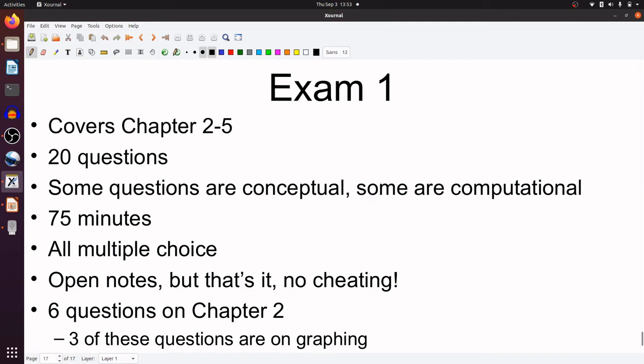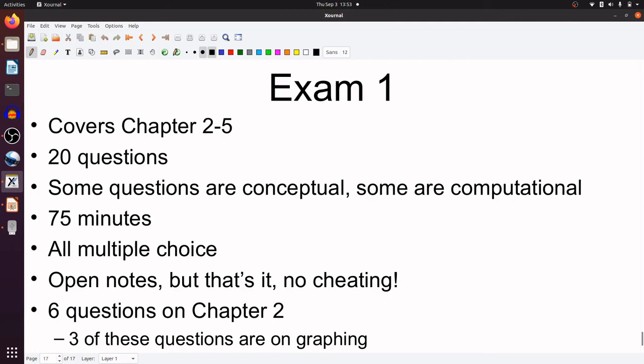It's going to cover chapters 2 through 5. I'm not covering 1 because 1 is kind of review, so I didn't throw it in there. Your next test is going to cover a lot more, so I thought I'd keep this one easier and just keep it 2 through 5. There are going to be 20 questions. It'll be 75 minutes, 20 questions.